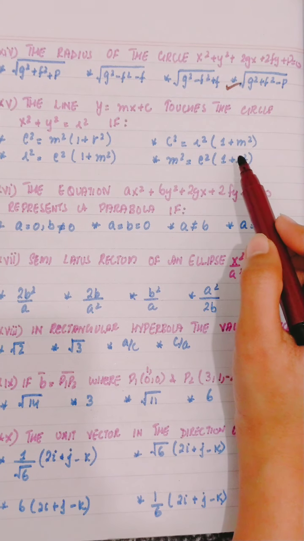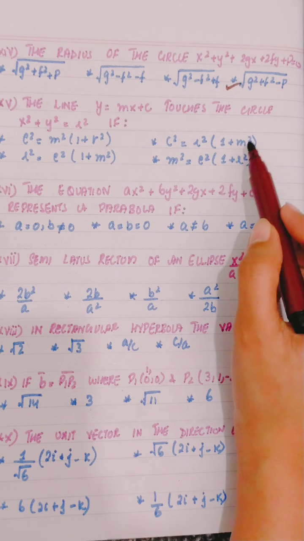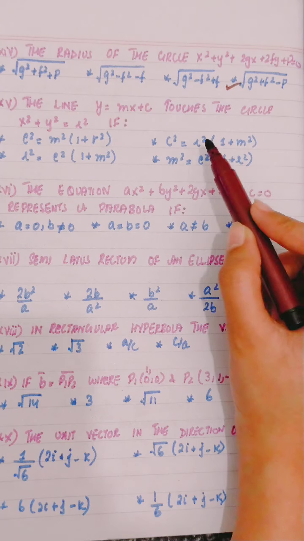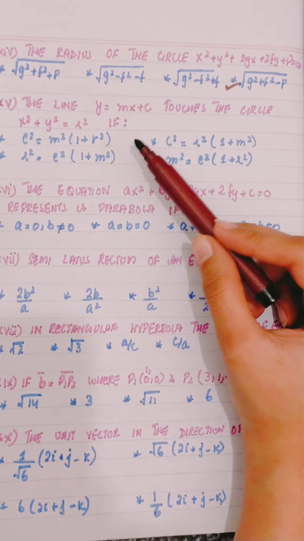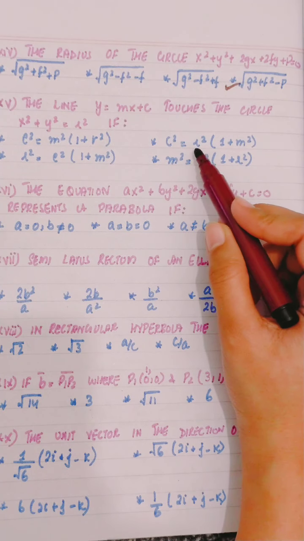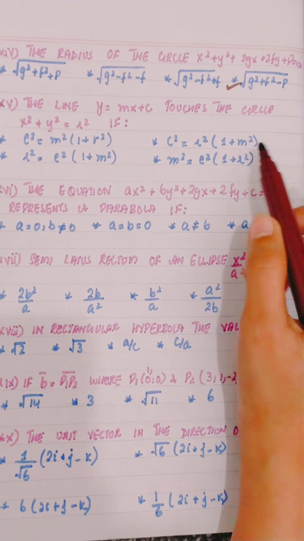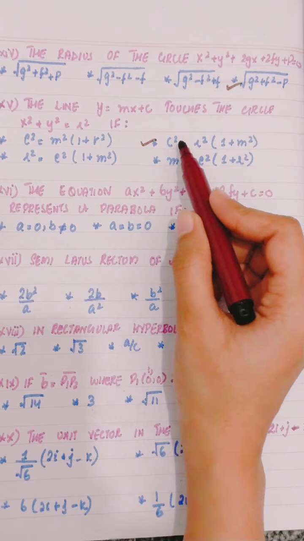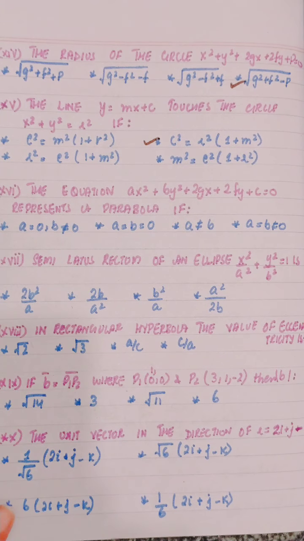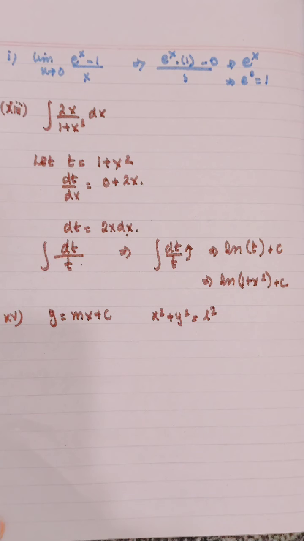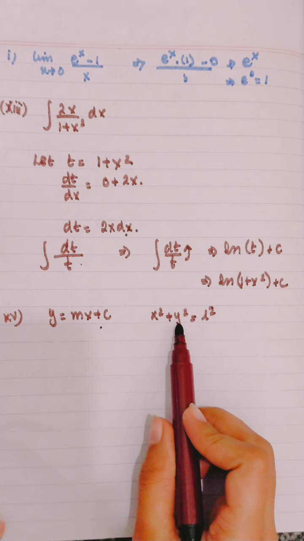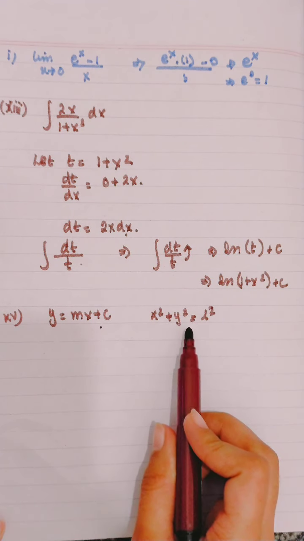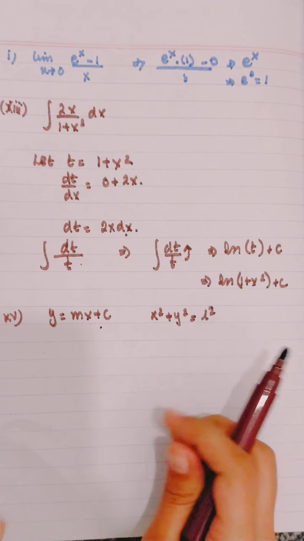The line y equals mx plus c touches the circle whose equation is x square plus y square equals r square. The answer is c square equals r square into 1 plus m square. I will explain how we get this. So the equations are y equals mx plus c and the other equation is x square plus y square equals r square.